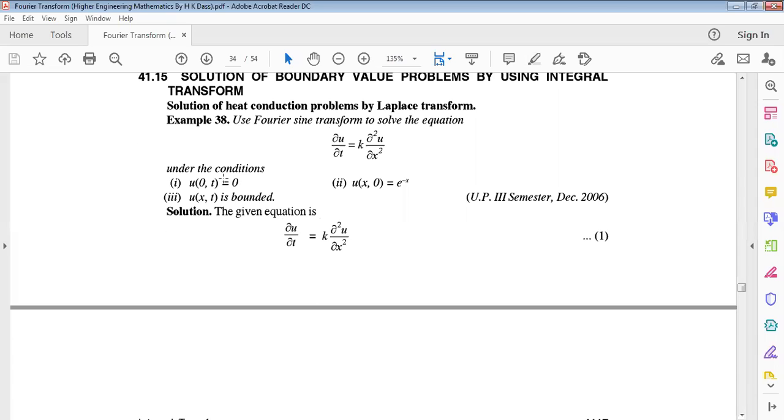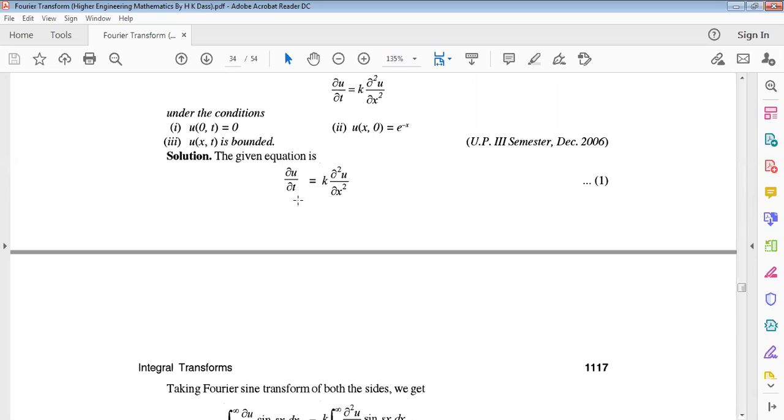Now, under the three conditions: u(x,t) equals 0 where x is 0 but t is non-zero, so u(0,t) equals 0. And u is a function of x, but with time 0, u(x,0) gives the condition e to the power minus x, and u(x,t) is bounded. Now the given heat equation, ∂u/∂t equals k ∂²u/∂x². This is equation number 1.